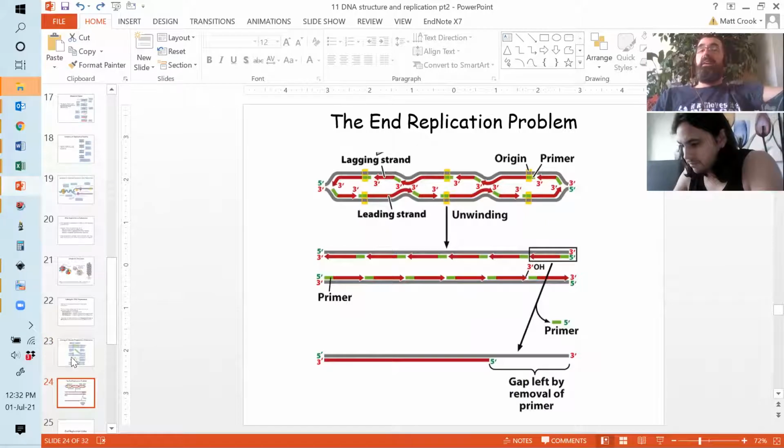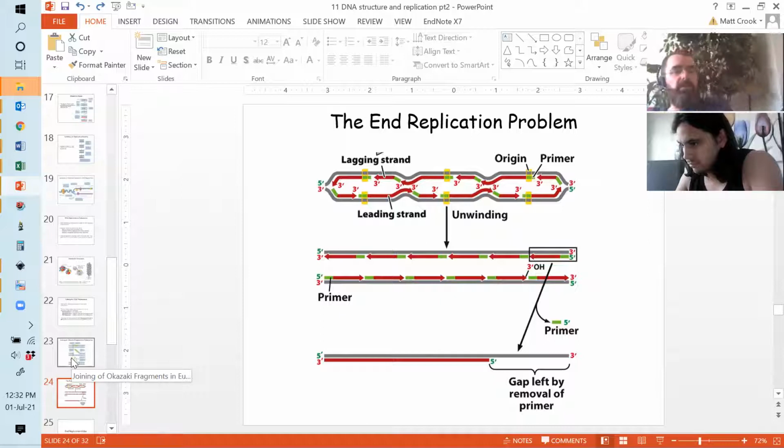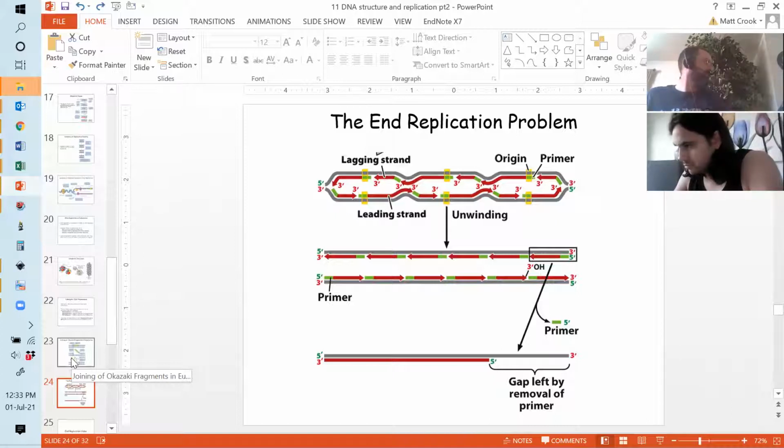Now, the end replication problem is a pretty big one. And so in many ways, this is why we get old, which is always a sad thing to talk about because, you know, it happens to everybody, unless you die young, of course, which isn't much of an alternative.